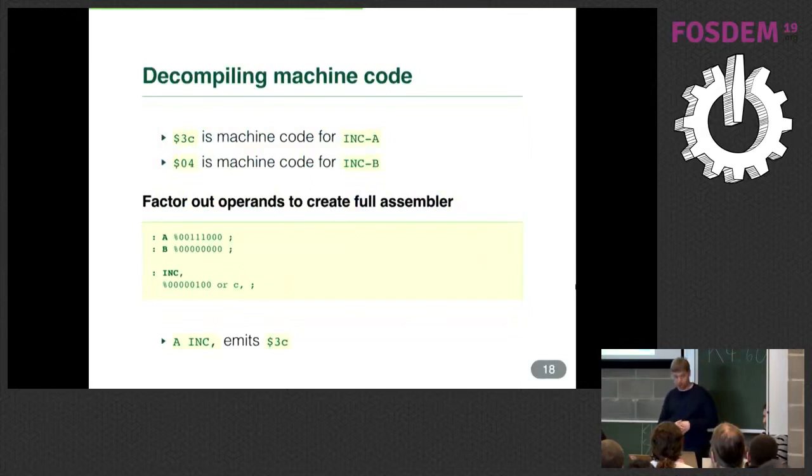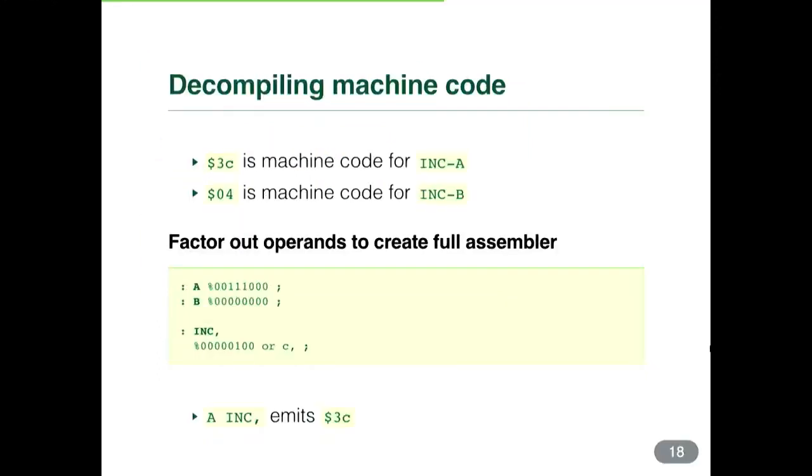So for this, we reference the CPU manual, and we find that certain numbers are certain opcodes. And here's an example of the hexadecimal value 3C, pretty much translating to an increment A, so the A register, and a 04 translating to an increment B. So first, we can of course replace all these numbers with a new word that emits that number, and that will work fairly well.